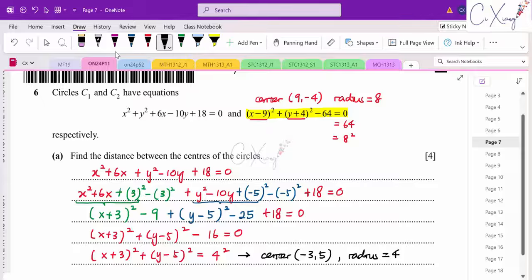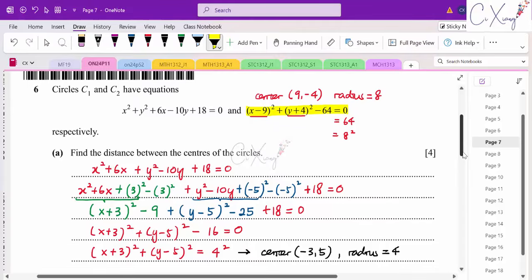Okay, so let's come back to our question here. They want us to find the distance between the centers. So the center basically is a point, right? They want you to find the distance between these 2 points, this center and also this one. So can I find the distance between 2 points?